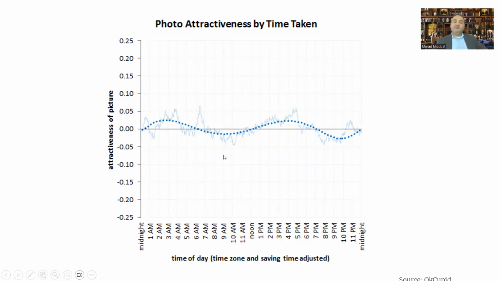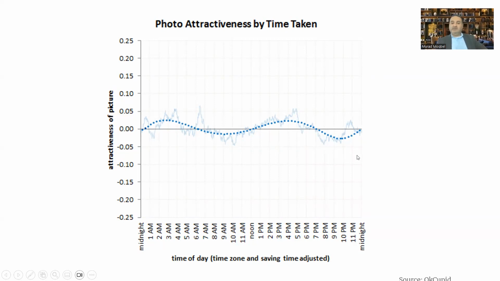And then we have also some dips, or when it is the worst time to take pictures in terms of attractiveness, which is around 2 a.m. And then there is another one here at 10 a.m., 10:30 a.m., and also this one, which is around 8 p.m.